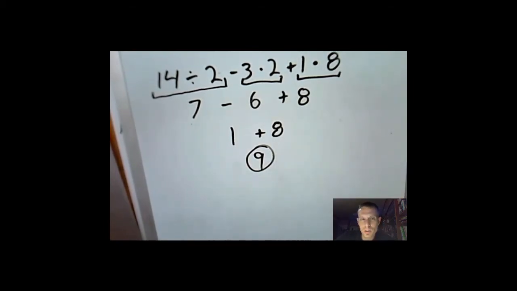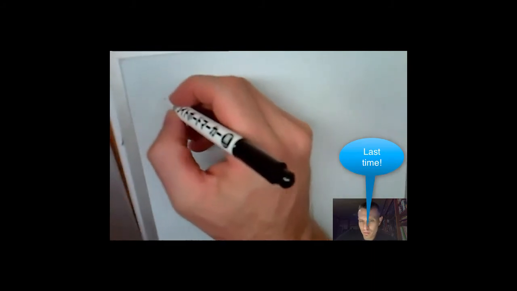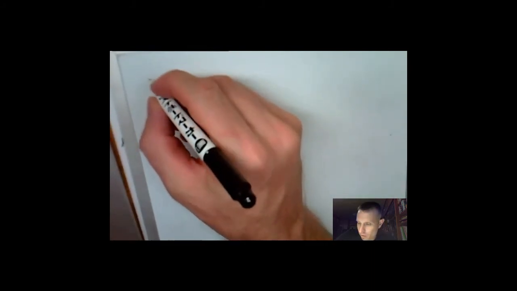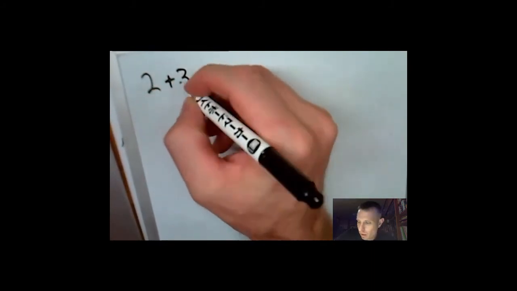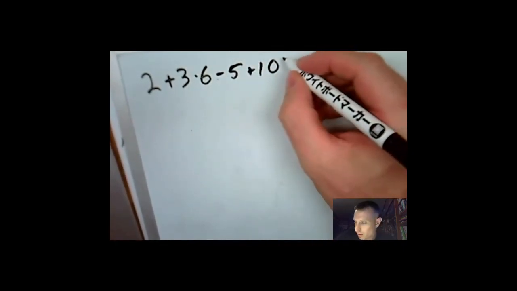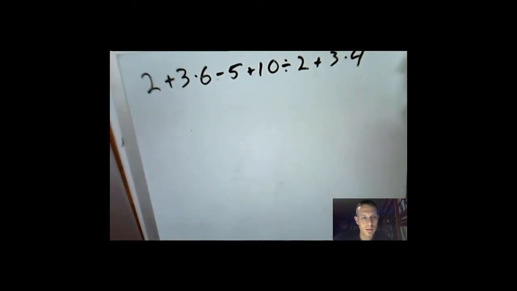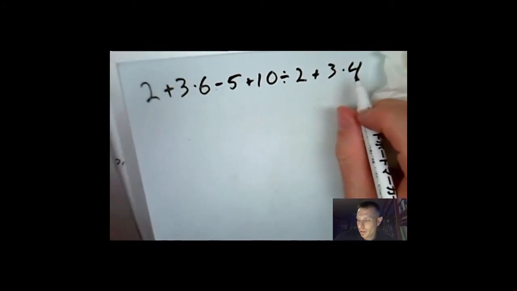Okay. We'll do one more for you. And again, if we're moving fast, you can pause at any time or rewatch this. All right. Now the last one is a little bit longer. We'll do 2 plus 3 times 6 minus 5 plus 10 divided by 2 plus 3 times 4. Now that's a long one, so let's do our best here.